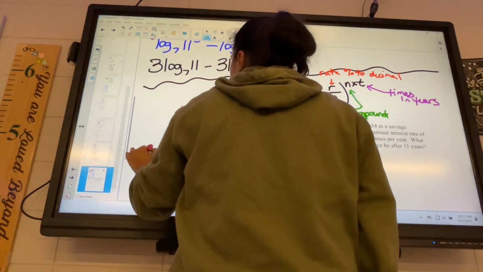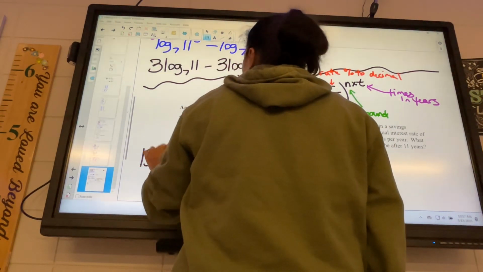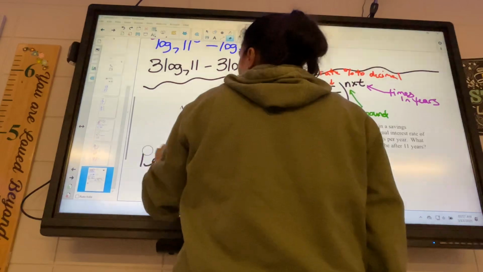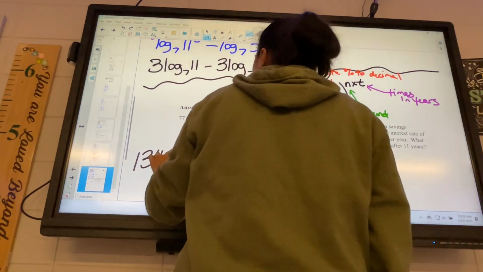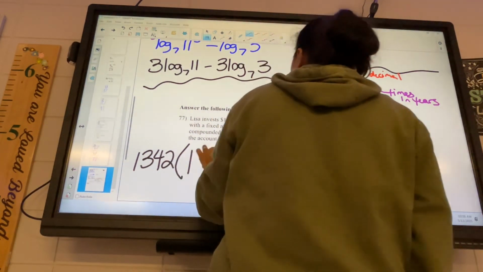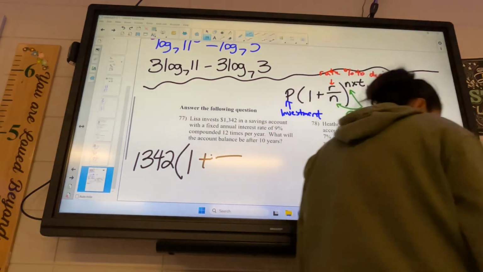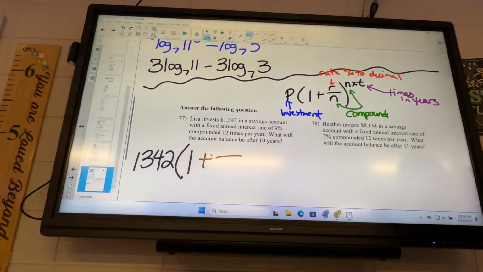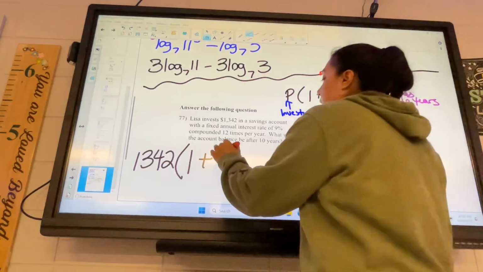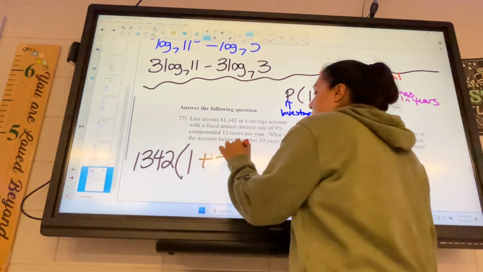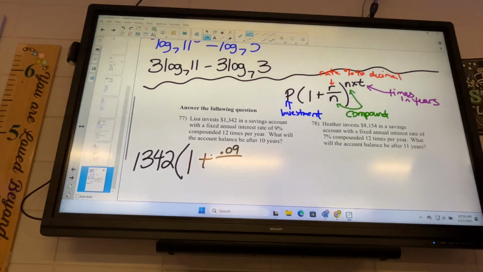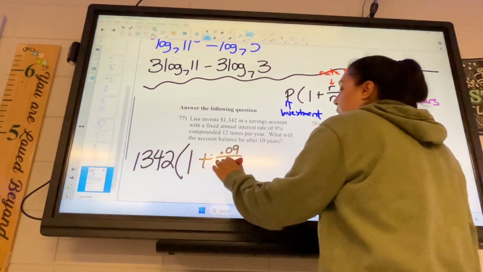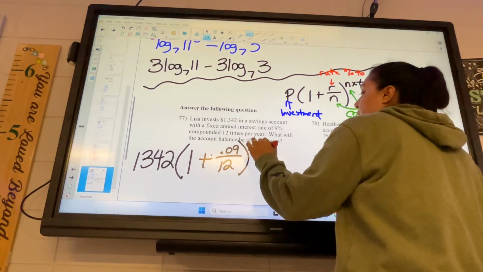So it's going to be 1342, parentheses, 1 plus, what is my rate? 0.09. Okay, my compound, 12. And then over here is going to be 12 times 10.